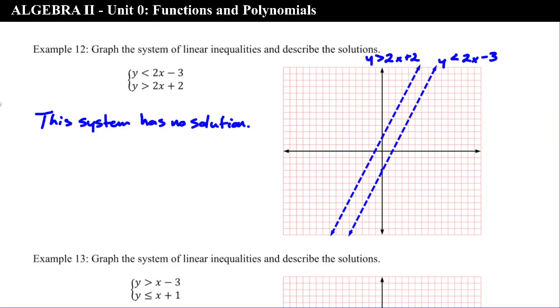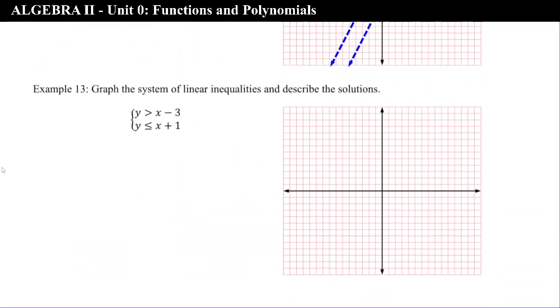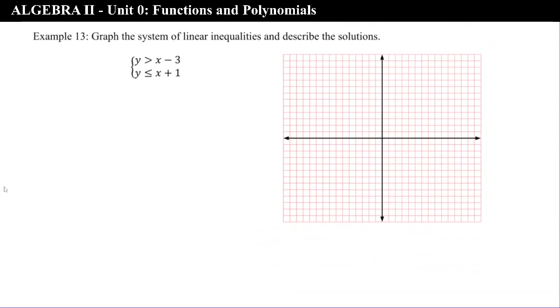Okay, let's move on to another example. Let's see what an example that actually does have a solution looks like. So here's example 13. Graph the system of linear inequalities and describe the solutions. So we have y is greater than x minus 3, y is less than or equal to x plus 1.